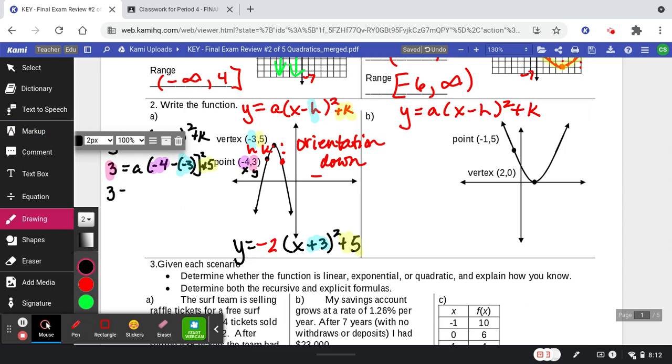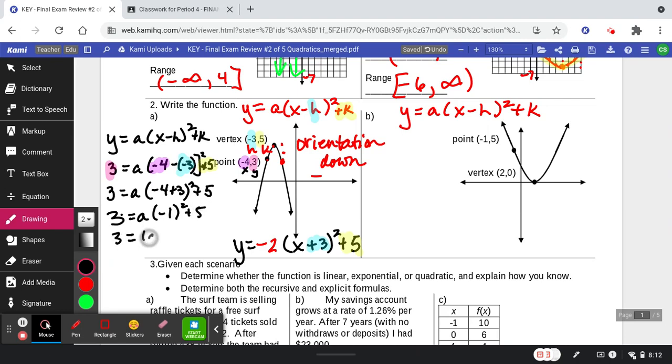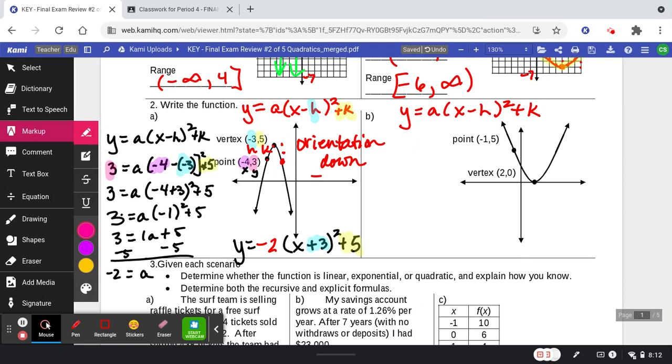So now let's solve. We're trying to solve backwards for this letter A. So this becomes negative 4 plus 3. So this becomes negative 1 squared, which is just 1A. So I minus the 5 from both sides, and I get 1A equals negative 2. And I'm like, hey, wait a second. If A equals negative 2, check it out. That's exactly what I had for A, just based on looking at the picture and guessing.